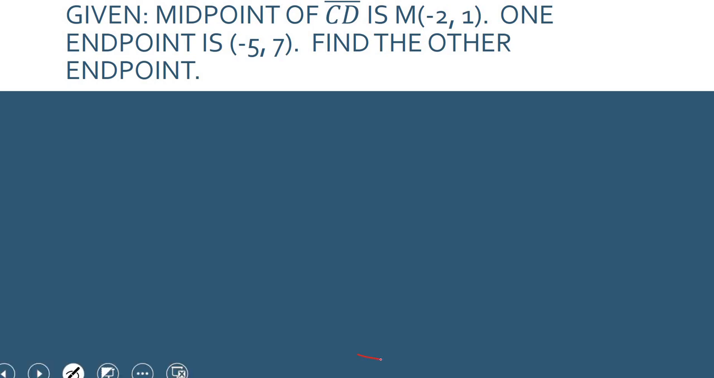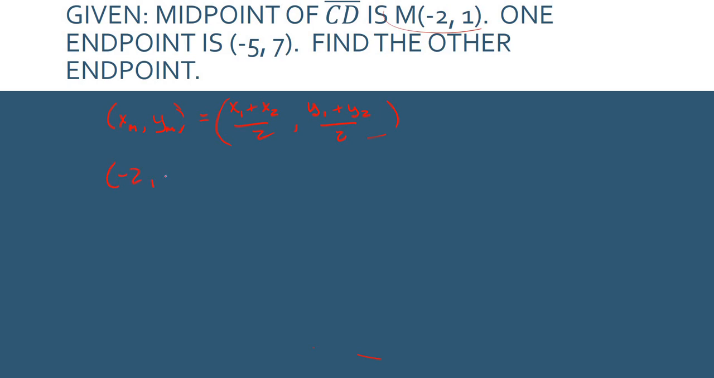Given that the midpoint of CD is point M, which is at negative 2, 1, and one endpoint is at negative 5, 7, find the other endpoint. So up to now you've always been given the two endpoints. Let's take a look at our formula. Our midpoint, x sub m, y sub m, is found by taking x sub 1 plus x sub 2 over 2 and y sub 1 plus y sub 2 over 2 and writing them as an ordered pair.